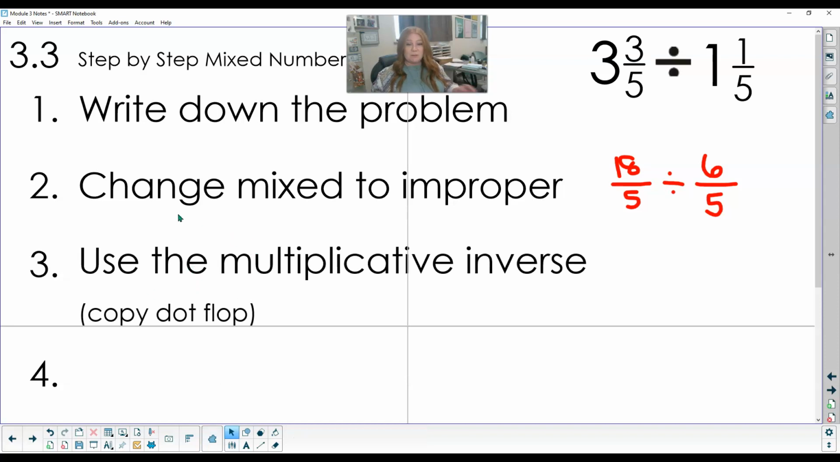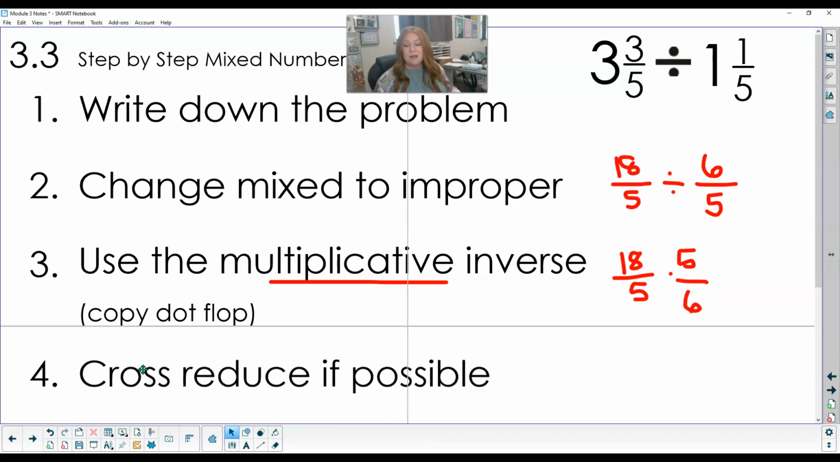Now we're going to use the multiplicative inverse to flip that. If you remember, it cancels, kind of like it's canceling it out. It all equals 1. It's the same thing. So with that multiplicative inverse, we're going to copy this first one, keep it the same. This is what we have. Dot, we're multiplying here. And the inverse flips that into 5/6. Now we can cross-reduce if possible, make our numbers smaller and easier to work with.